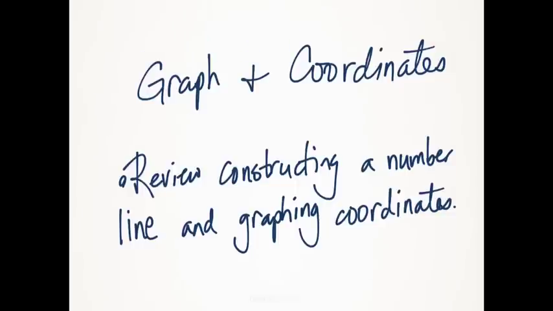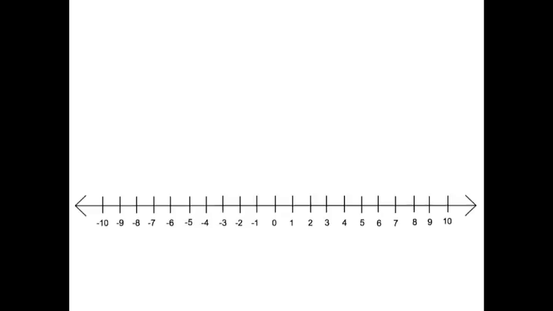In this lesson, we're going to talk about graphs and coordinates. You probably already recognize this as a number line. This number line, of course, goes from -10 all the way to +10. Zero's in the middle, and this is where we count from.